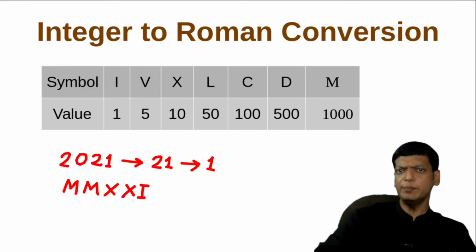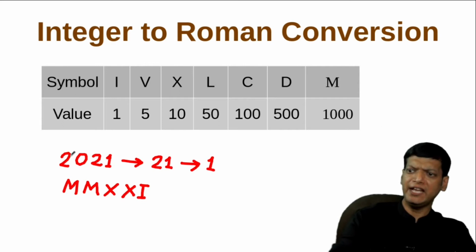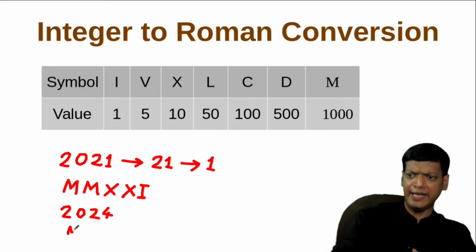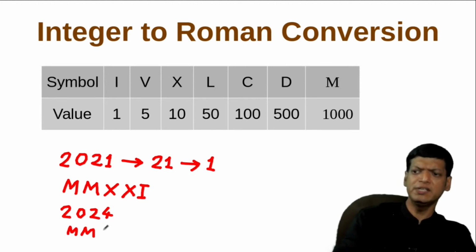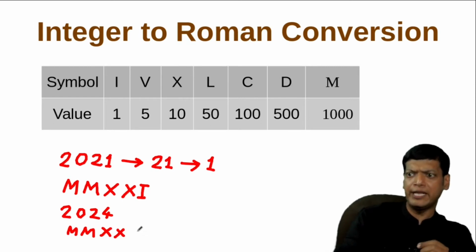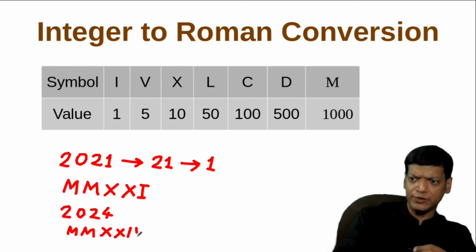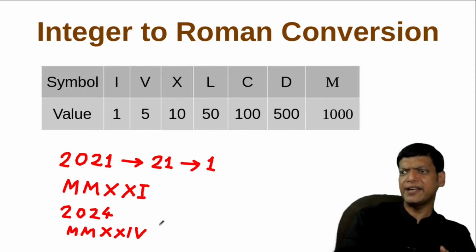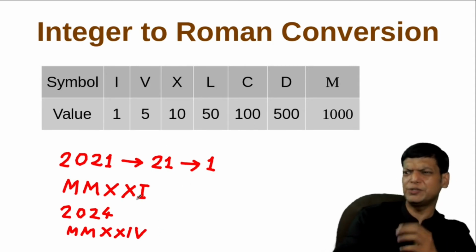However, in some cases subtractive notation is used. For example, if I have to convert 2024, the first part will remain the same, M will resolve to 2000, and then 20 is still the same, X and X, but for 4 we don't write I 4 times, we write IV. So this is something known as a subtractive notation, and the solution is actually quite simple.